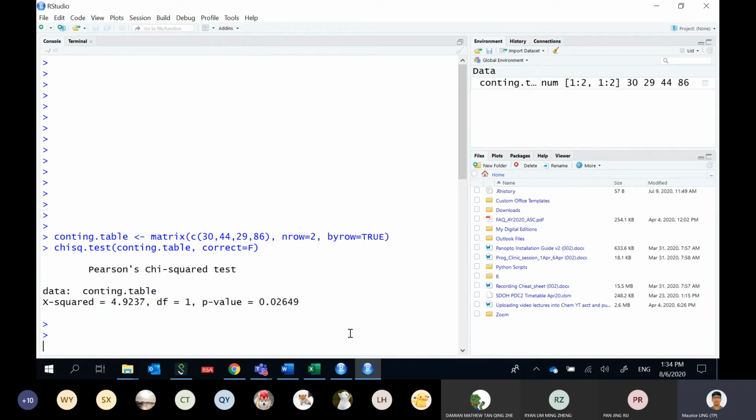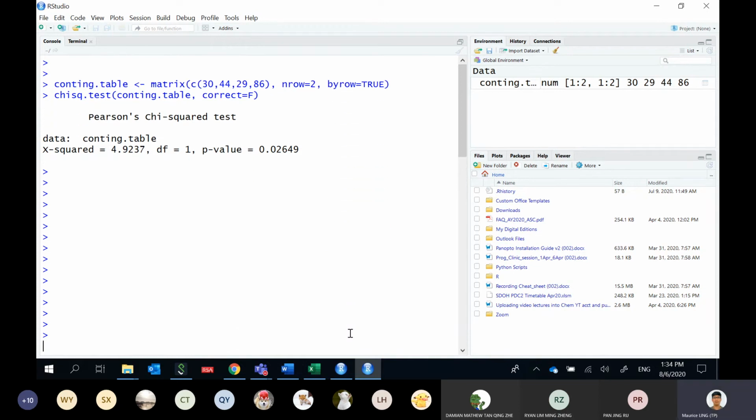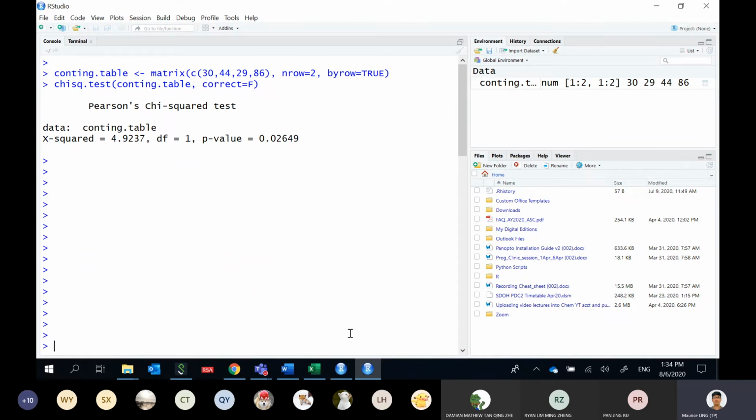Okay. This is how you do a chi-square for independence. It's basically asking you, is there a relationship between smoking and birth weight? If you get this result, then raise your hands. This is actually the result that we want.